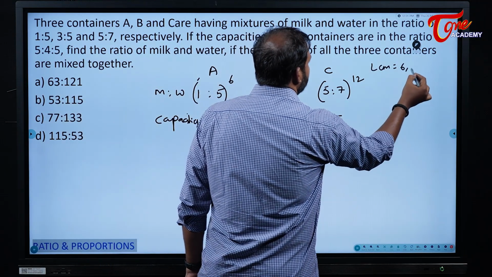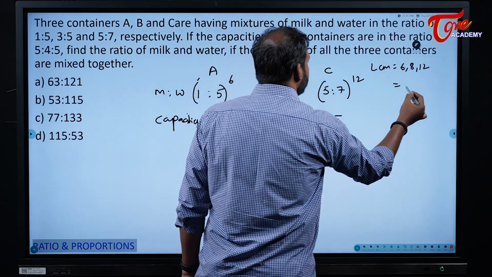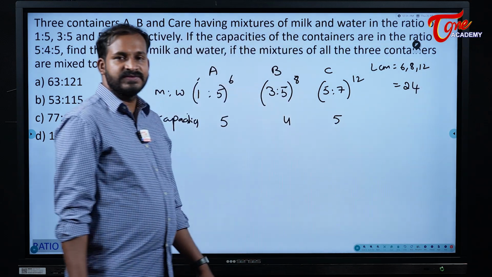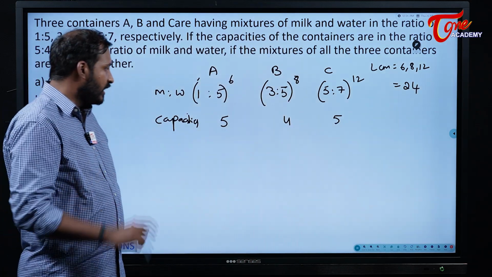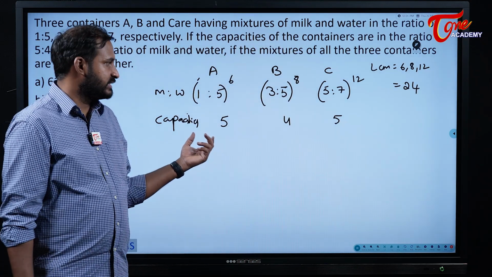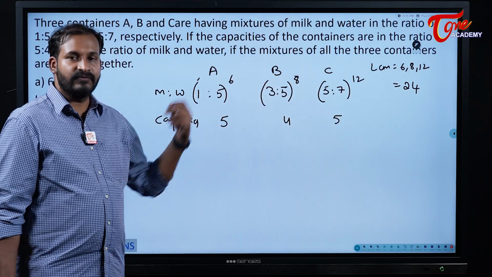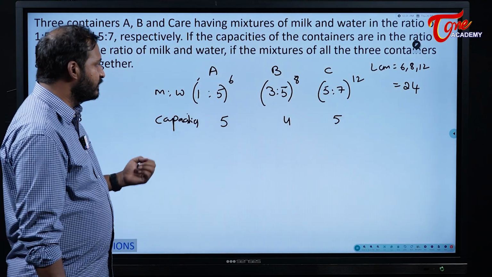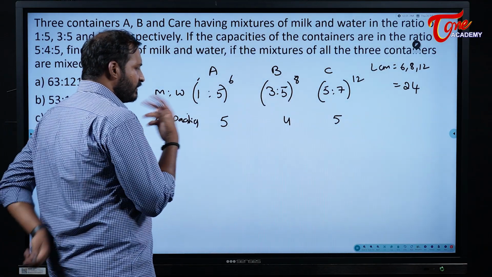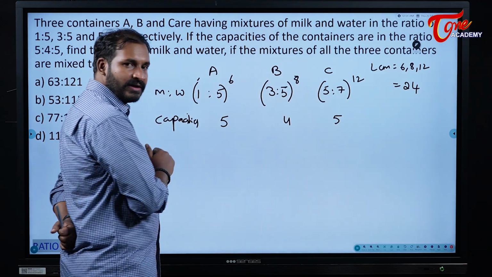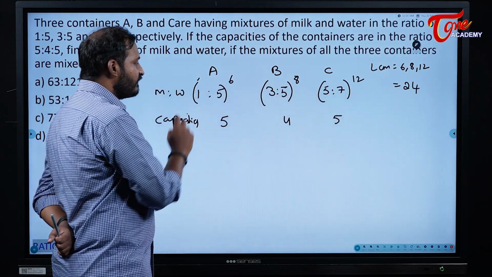LCM of 6, 8 and 12 is 24. Now, if my capacities are in the multiples of 24, see here students, what actually happens is, while calculating, this is 1/5, right? 1 part of milk and 5 parts of water.